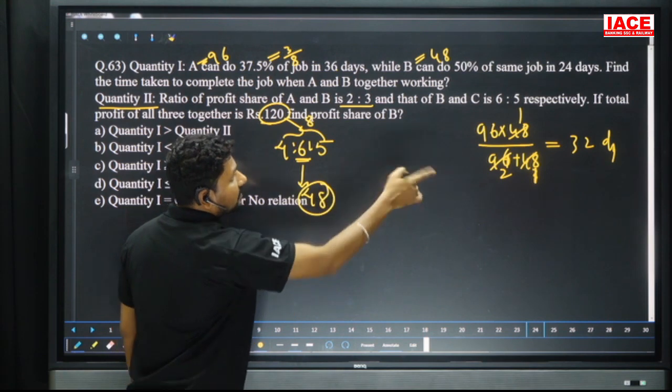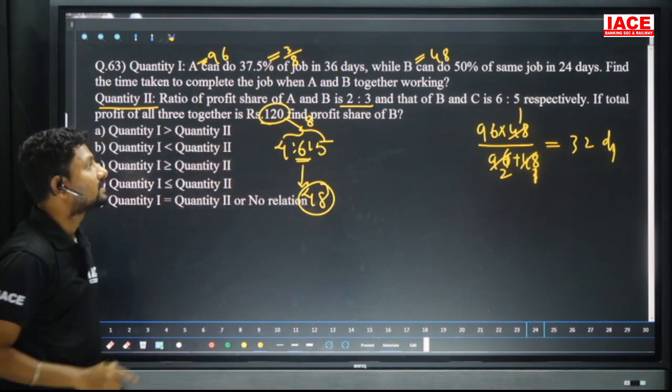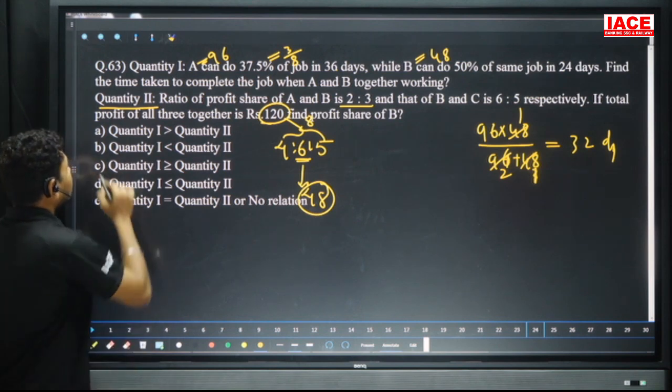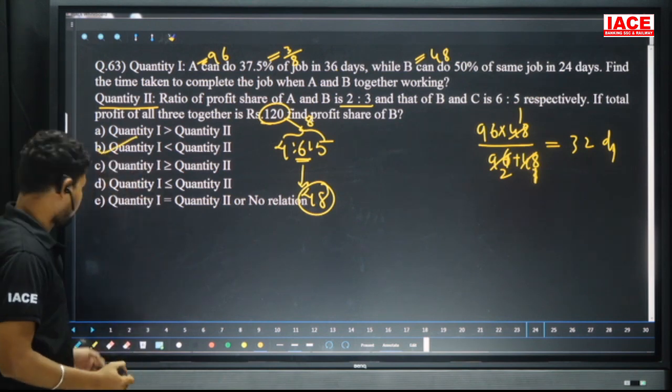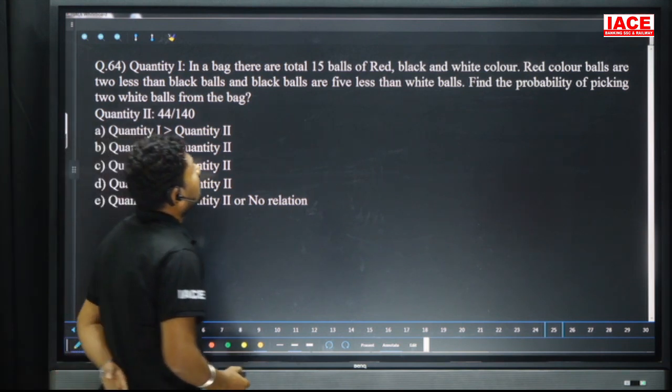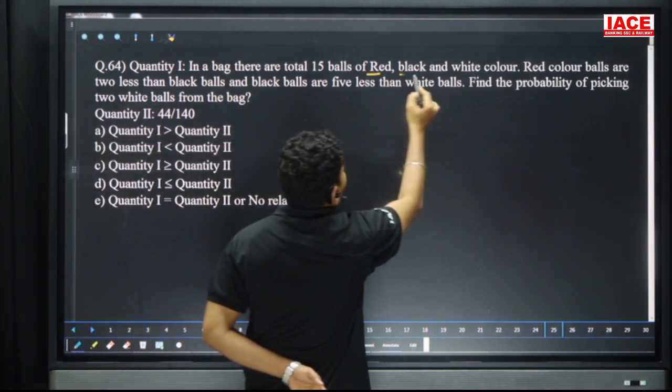48 is bigger than 32. Quantity 1 answer is 32. Quantity 2 answer is 48. 48 is bigger than 32, so then our option is what? B option.